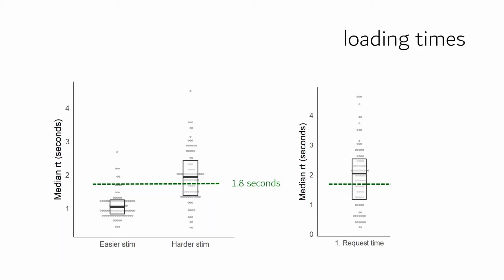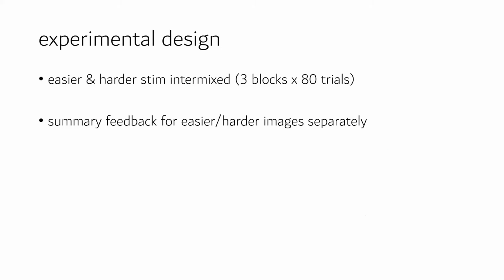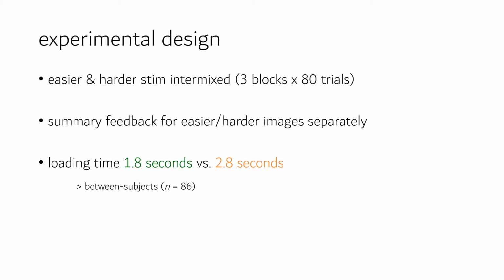We also set the longer time to 2.8 seconds to see if participants would wait this extra amount of time for the recommendation. All up, in both of these conditions, the algorithm appears much quicker than in the manual version of this task, which took about 4.5 seconds to use up the information. And so in the experiment, we gave people easier and harder images that were intermixed in the block. We also gave them feedback at the end of each block to tell them how well they were doing on the easier tasks separately from the harder images. And we had a between subjects manipulation of loading time. So we're going to compare the 1.8 condition to the 2.8 condition, in seconds, sorry.